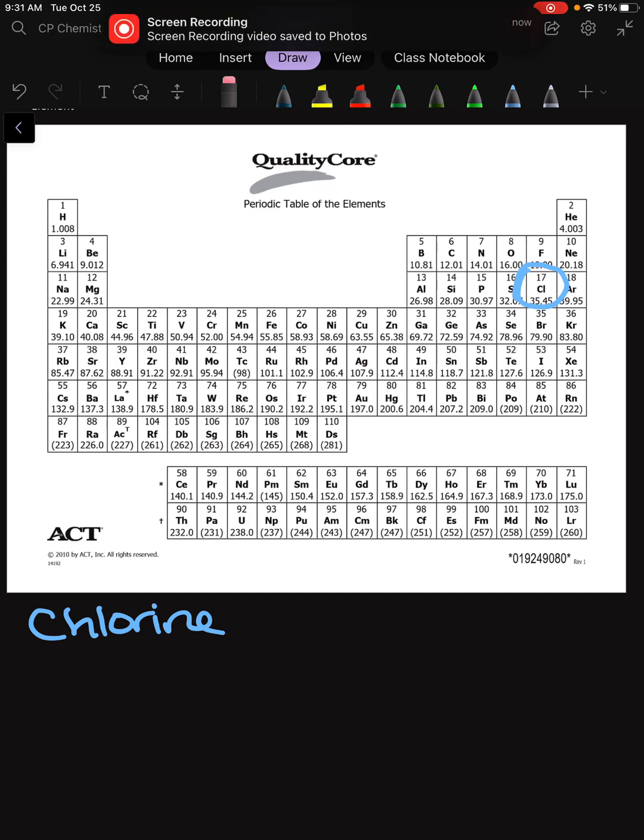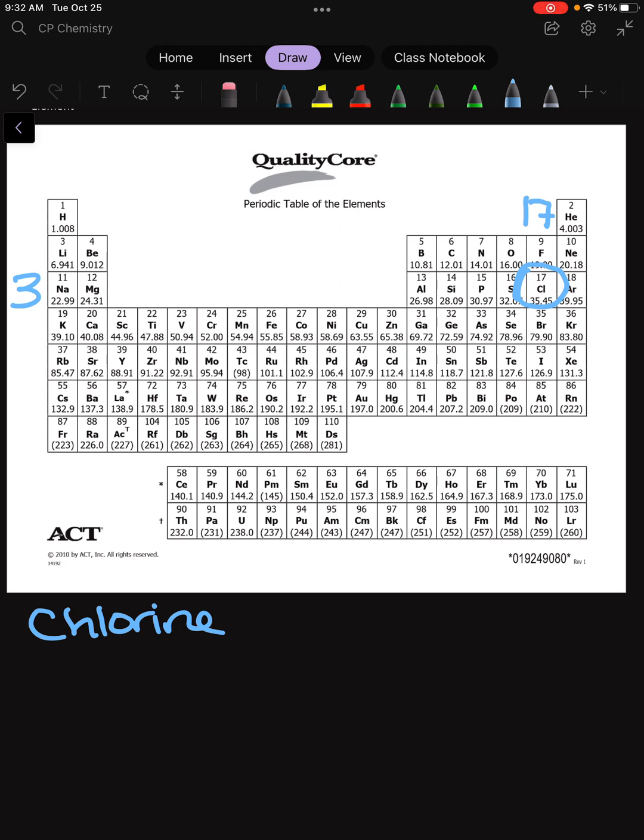Okay, I'm going to show you how to write an electron configuration using the placement of the element on the periodic table. All right, we're going to do chlorine first, and we can tell that chlorine is in the P block. We can also tell that it is in period 3. It's the third row. And it is in group 17. All right, so we know all of that.